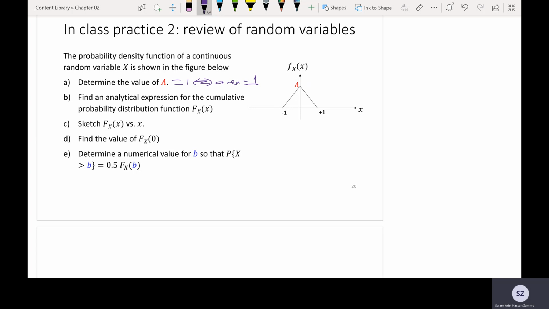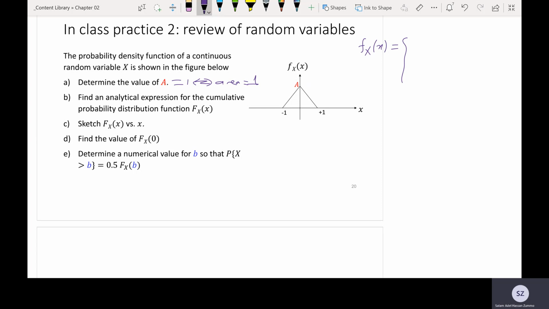Now, the second thing, we'd like to find the CDF. How do we find the CDF? You need to do what for this? Integrate. So in order to integrate, you need to write the analytical expression for the PDF. How does the PDF look analytically? f_X(x) equals what? We need to write it as two parts, right? It's 0 before -1, it's 0 above 1, and it's something between -1 and 0, and another thing between 0 and 1.